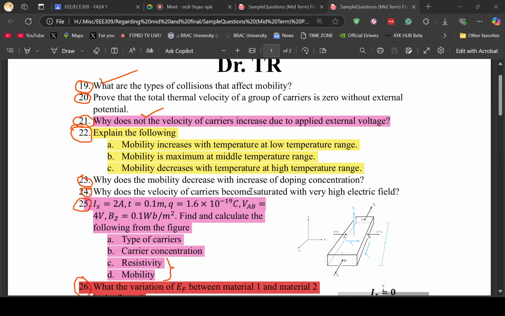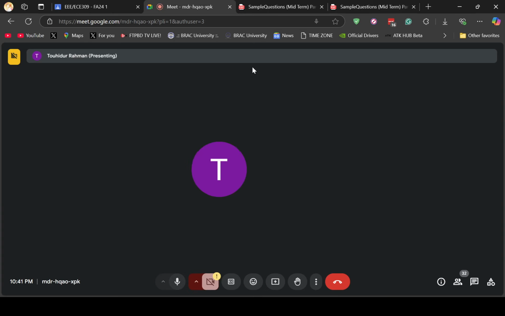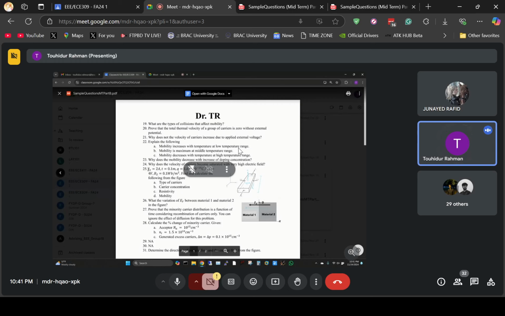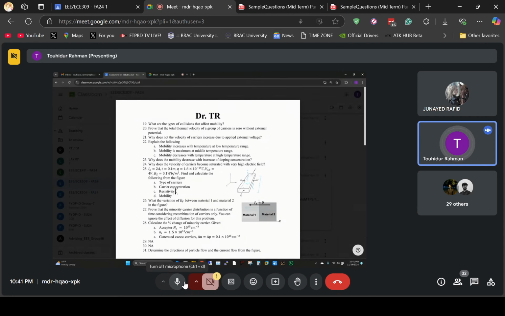What was the question? Let me go back. I don't remember the question. So Ix is equal to this, and V equal to this. Carrier concentration, resistivity. So we need to know the resistance. That's true. And if you know the resistance, okay. Thank you for pointing this out. I'm going to revise this question and assume a resistance. Or if you want to do it right now, just assume a resistance. Suppose resistance equal to one ohm.